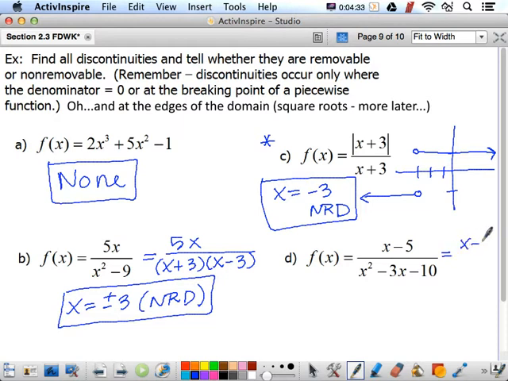So we have x minus 5 over, this denominator will factor into x minus 5 and x plus 2. So we can see that the two restrictions are 5 and negative 2. Each of those is going to produce a discontinuity there.